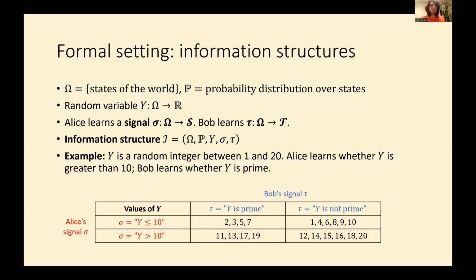As an example, you could imagine that y is a random integer between 1 and 20. Alice learns whether y is greater than 10, and Bob learns whether y is prime. We can represent the situation in this 2x2 table of signal pairs.